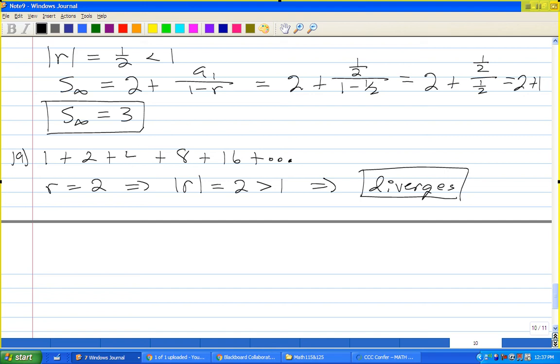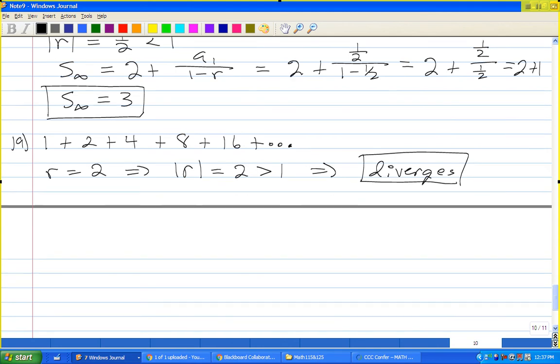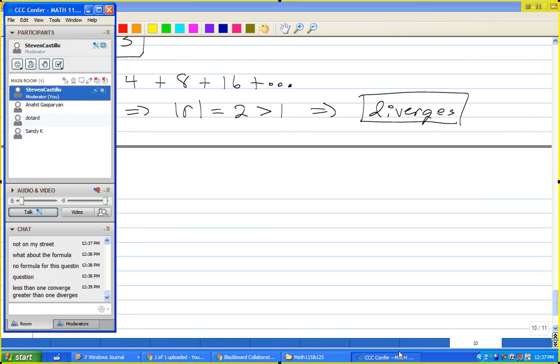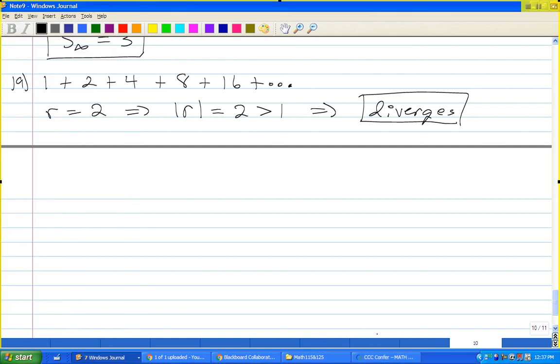Let me do the next problem. If the common ratio is greater than or equal to 1, then this infinite series diverges. If it's less than 1, then it converges and it's equal to a1 over 1 minus r.